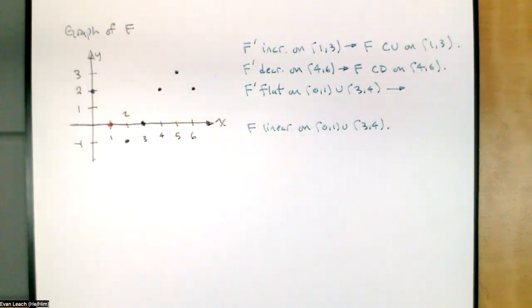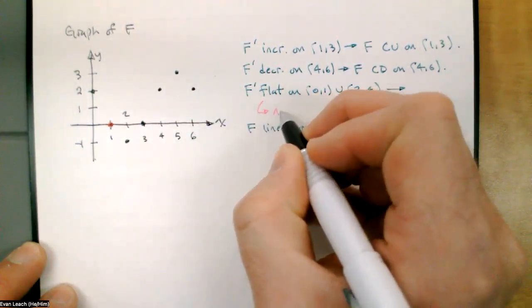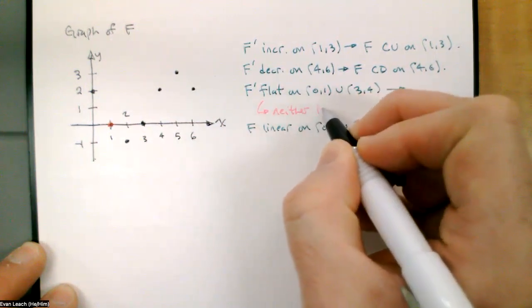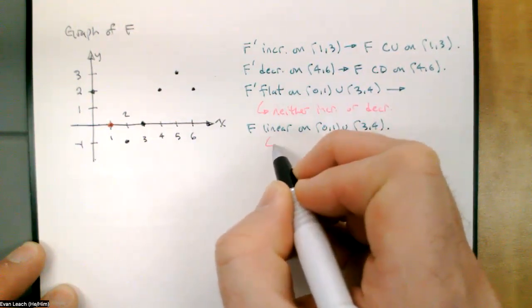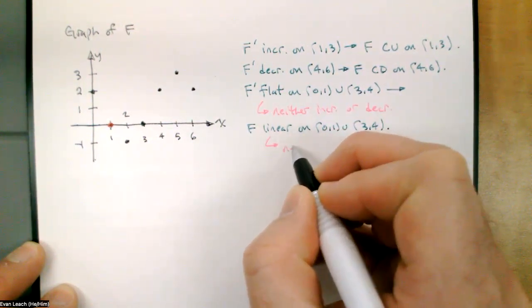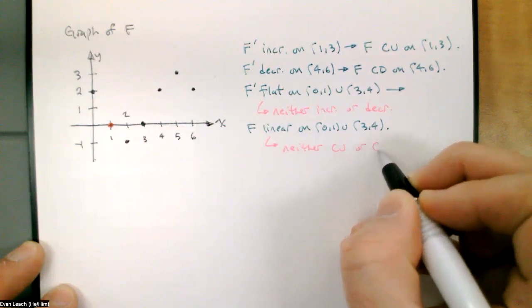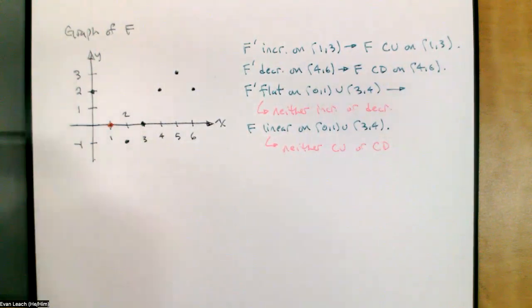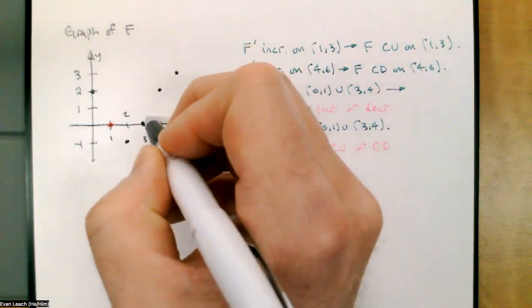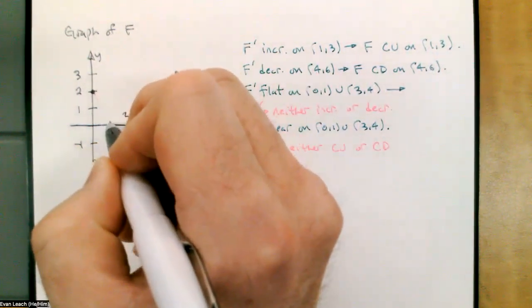When the function is flat, or when the derivative is flat, that means it's neither increasing nor decreasing, which means we have linear, because linear is neither concave up nor concave down. So we're going to draw a linear graph from 3 to 4 and from 0 to 1.